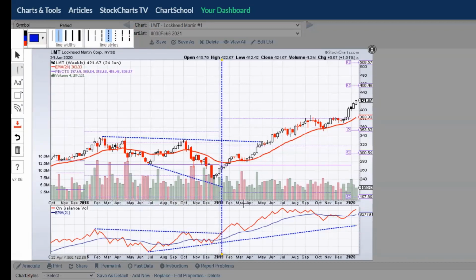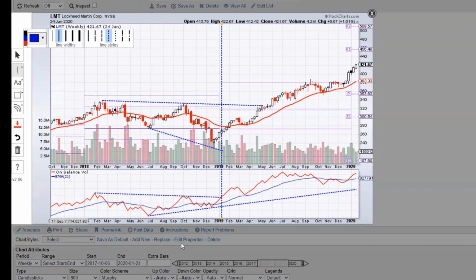And that was right around in here. And so I look for opportunities like you get right in here. You have like a 3 or 4 week pullback. That creates a really good entry opportunity.